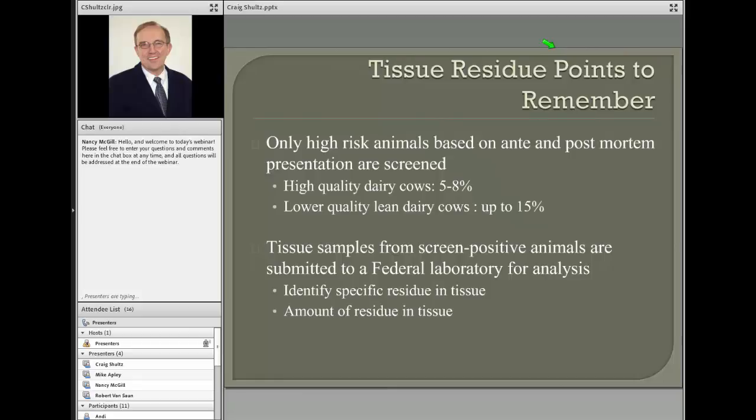Interestingly, if you look at all the screen-positive animals that go in, and I'm basing this on my experience from the plant I was in northeastern Pennsylvania, about 20% of the animals come back from the federal laboratory that are negative, that we don't find any residues on at all. Another 60% come back that are positive, but are below tolerance and therefore are passed. And then another 20% come back that are actually violative and a regulatory action is taken.